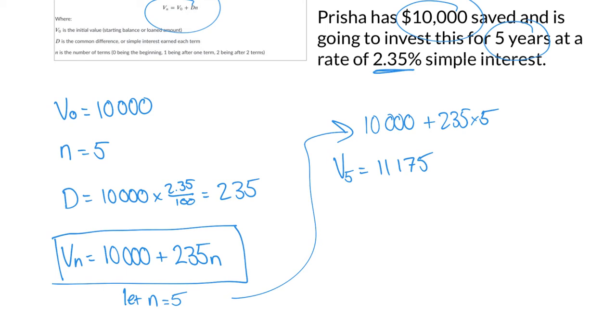So how much money does she have after 5 years? Well, now her investment is worth $11,175. So that's the original $10,000, and now it's grown a little bit.